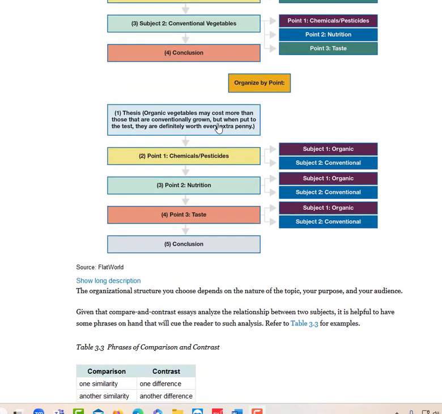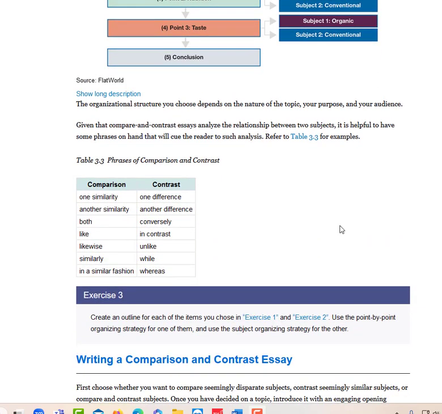And then you can do a point by point. So here you have the organic vegetables and the conventionally grown vegetables, and then chemicals, pesticide, nutrition, and taste. And then you have subject 1, organic, subject 2, conventional, repeated for each point. So the organizational structure you choose depends on the nature of the topic, your purpose, and your audience.